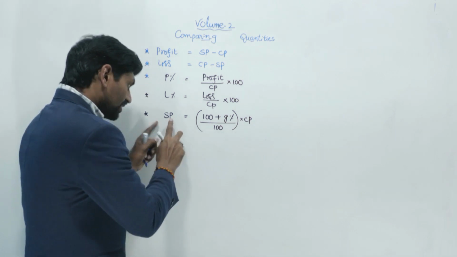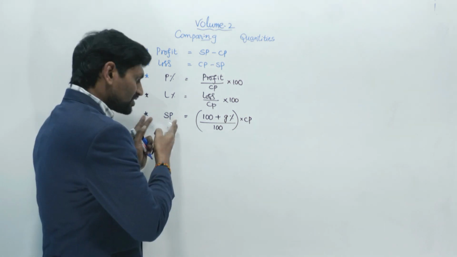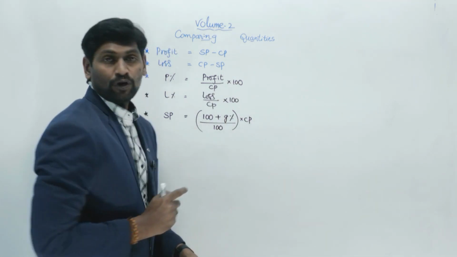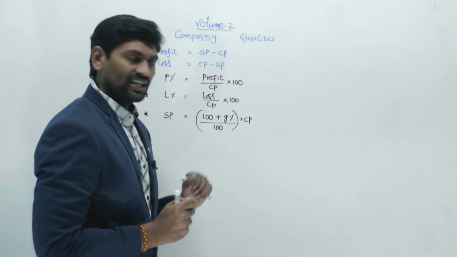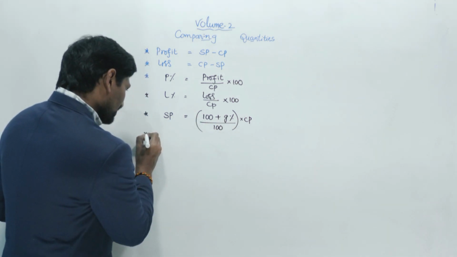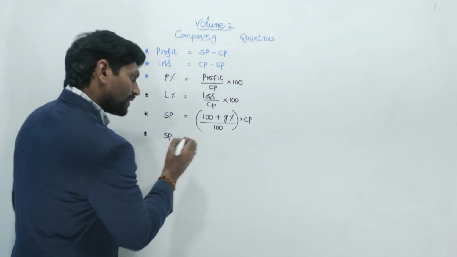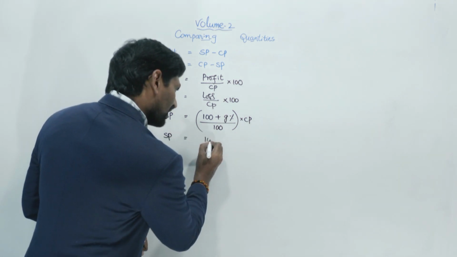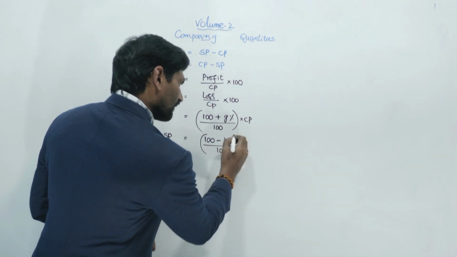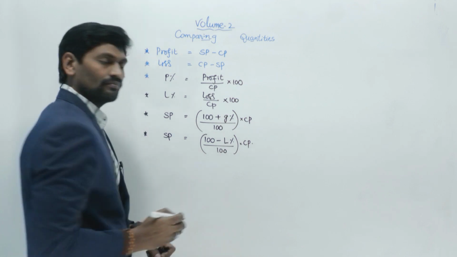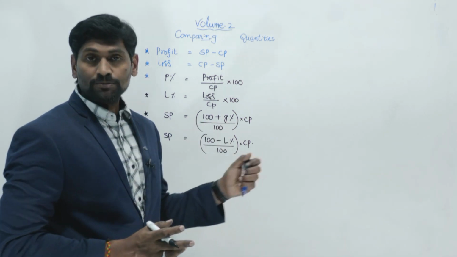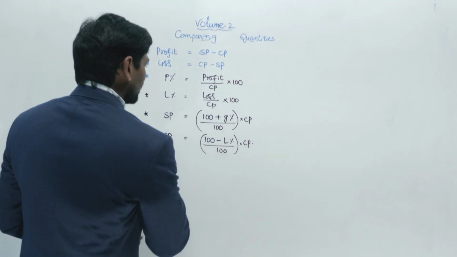When you observe, the selling price should be more than the cost price when we get a profit or gain. Here G means gain, okay? Or profit percentage. If we get a loss percentage, the selling price will be less than the cost price, right? Then we should take (100 minus loss percentage) by 100 into cost price. Okay? So in this situation, we get the loss, where the cost price is more than the selling price.